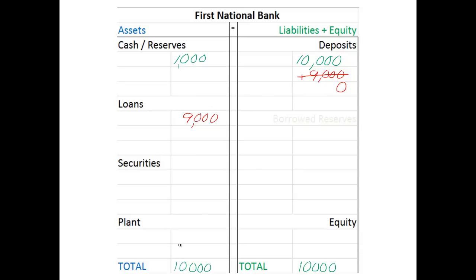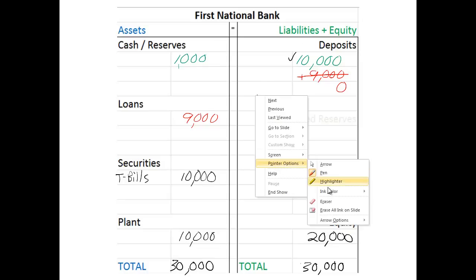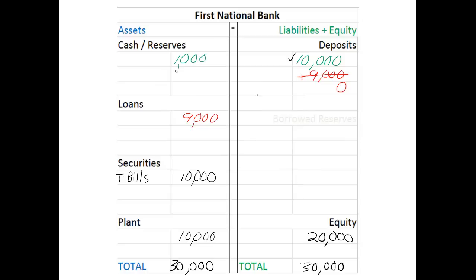Now let me be a little more realistic. Let me flesh out the rest of this balance sheet. And let's say that this bank also has some T-bills, some short-term government bonds. Let's say it has 10,000 worth of those, and let's say its plant is valued at 10,000, just to keep the numbers really simple. Now, we know that whenever a bank gets new reserves, it's going to expand loans. Does it matter whether those reserves come from your deposit right here or from the Fed itself? Nah, it doesn't matter. Here's what happens when the Fed does open market purchases.